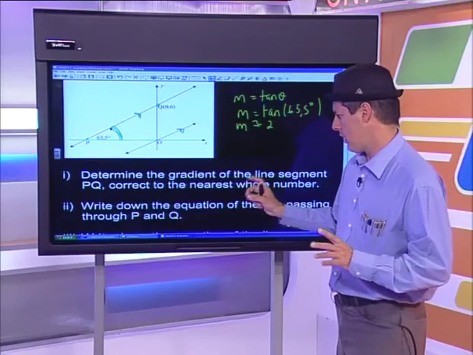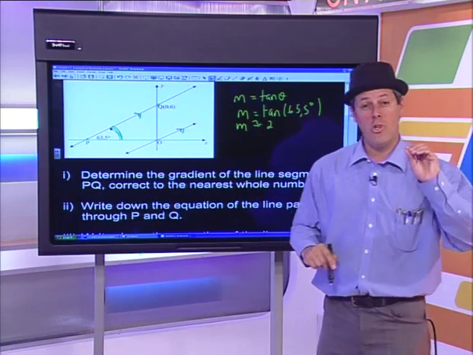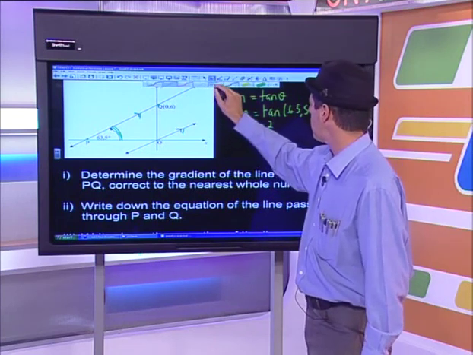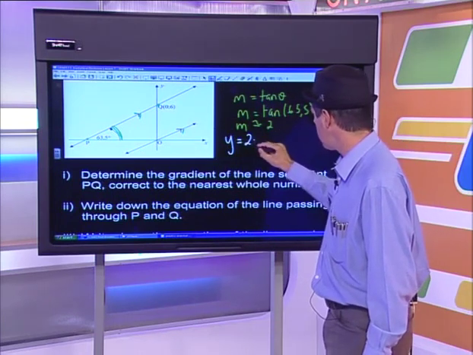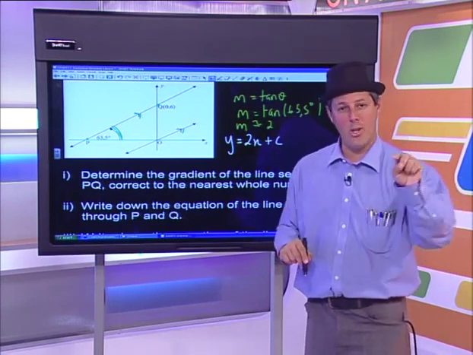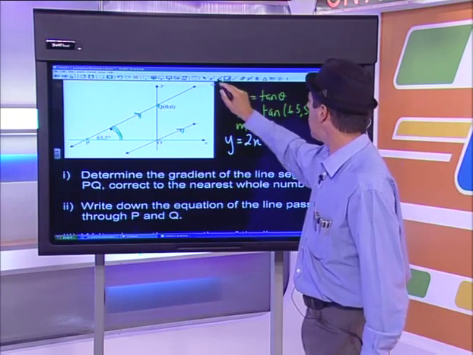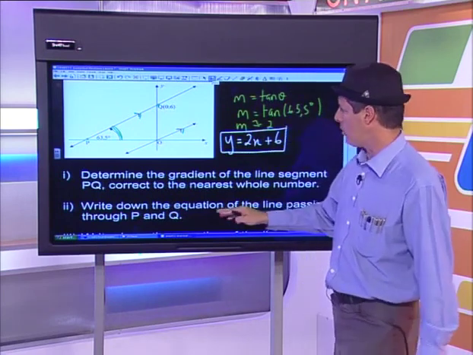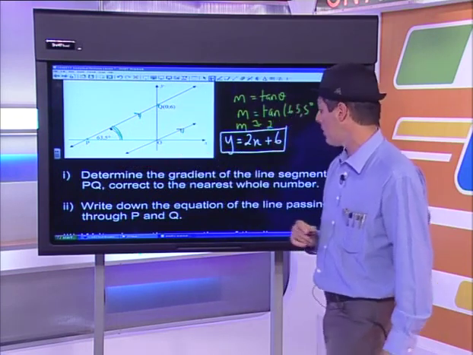Now, let's look at my second question. My second question says, write down the equation of the line which goes through PQ. Well, you should know from grade 9, when you first started straight lines, that the straight line equation is y equals mx plus c. But if you've got y equals mx plus c, you've just found out the gradient, so y equals 2x plus c. Now your c stands for your y-intercept. And if you look closely on your diagram, the y-intercept is given to you. So I can take away my c, and I can now put in the y-intercept value, which is 6. All right? So that there is my answer to 2, because now I've got the equation of the straight line with that angle of inclination. So I've got the gradient and passing through that point.